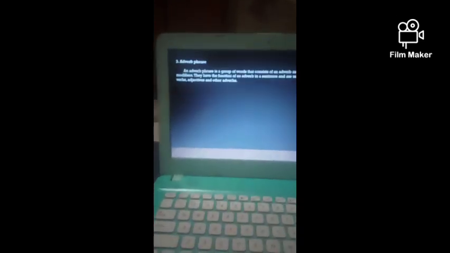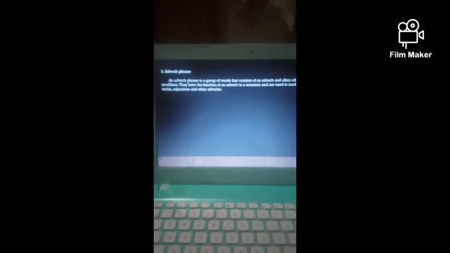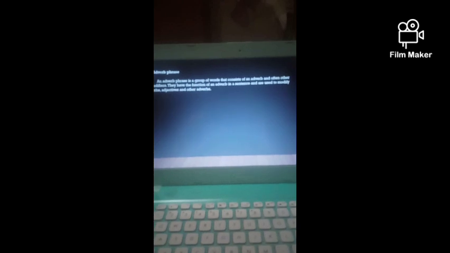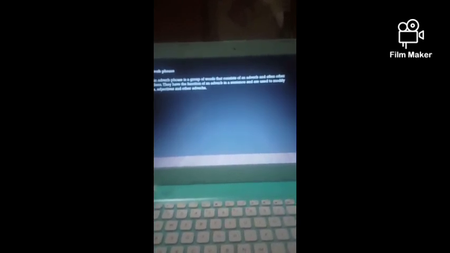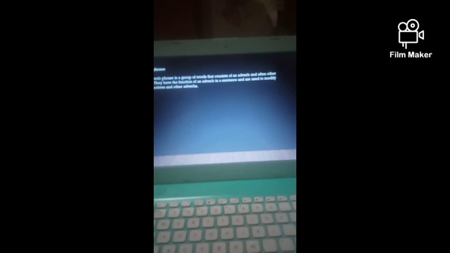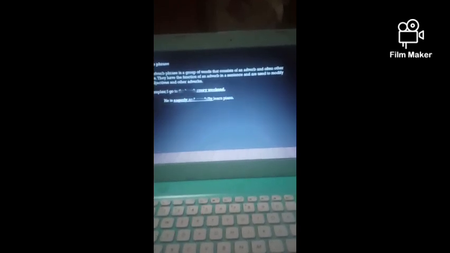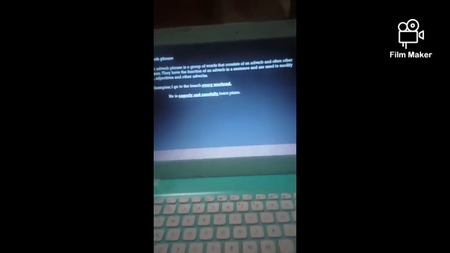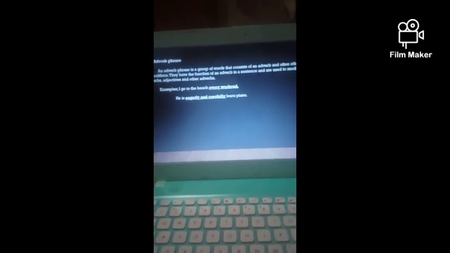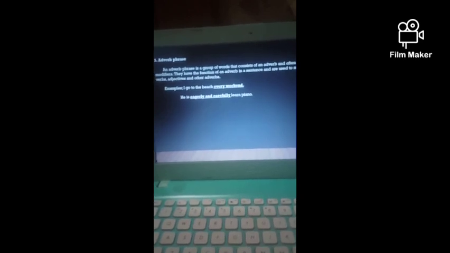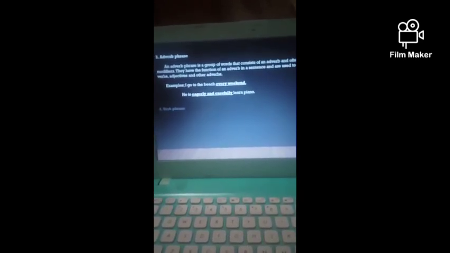Adverb phrase. An adverb phrase is a group of words that consists of an adverb and often other modifiers. They have the function of an adverb in a sentence and are used to modify verbs, adjectives, and other adverbs. For example, I go to the beach every weekend. The next example is Agree carefully learns piano.